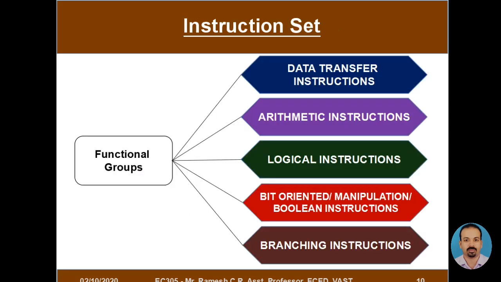Okay, so if you look at the function groups, as we have seen for 8085 in our course, here 8051 instructions can be grouped into several functions, and based on that we can basically have five function groups. Starting from the data transfer instructions, followed by arithmetic instructions, logical instructions, bit oriented or bit manipulation or boolean instructions, and branching instructions.